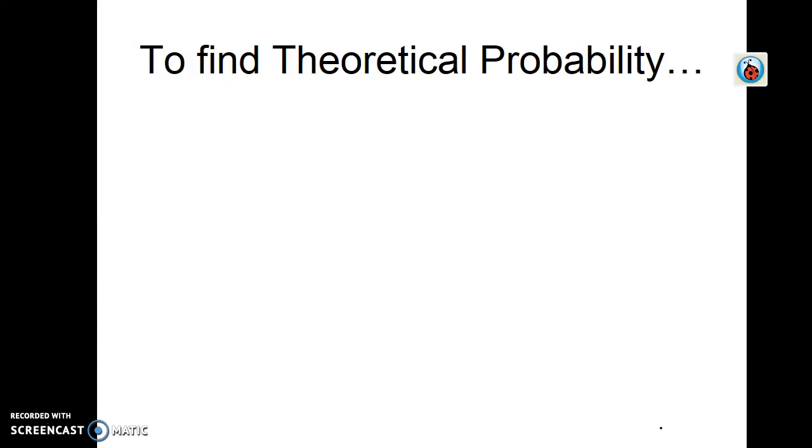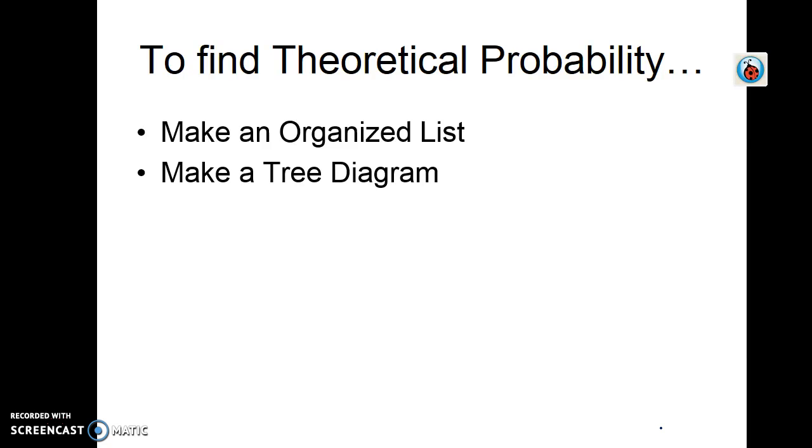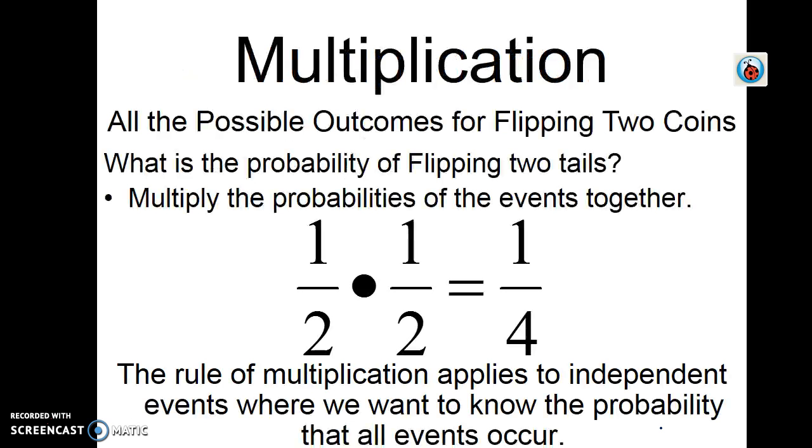Now, at this point, to find theoretical probability, we made an organized list to come up with all the different possible outcomes. Another way we did it was to make a tree diagram. What we also found, to find the total, we can multiply. So we're going to use that concept to help us calculate the actual probability. We're going to use multiplication.